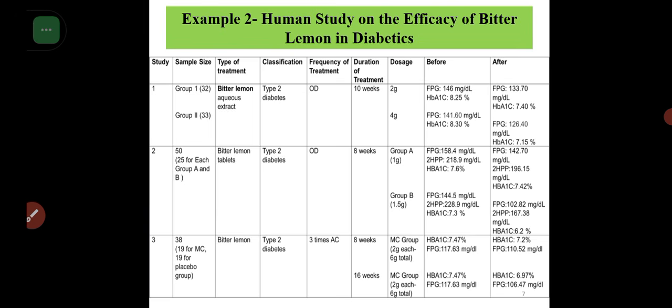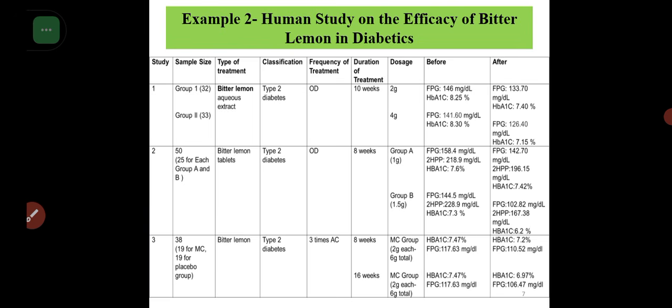Then under classification, all the subjects used were all type 2 diabetes. We have other forms of diabetes. It would be nice that we know if bitter lemon is also effective in treating other forms of diabetes, but that information is missing. It's not here because most of the studies only focus on type 2 diabetes. So that's a gap we have seen.